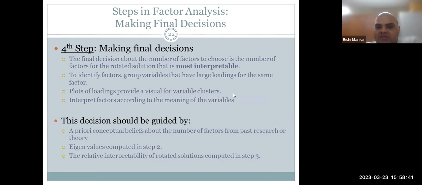So what is the meaning of the final decision? The final decision is about the number of factors to choose for the rotated solution. We choose all those factors which are highly interpretable, and all those factors which are not interpretable or have very low factor loadings, we will reject.